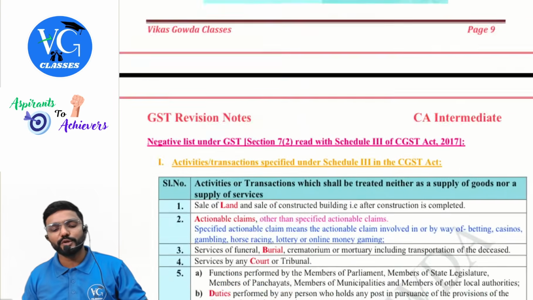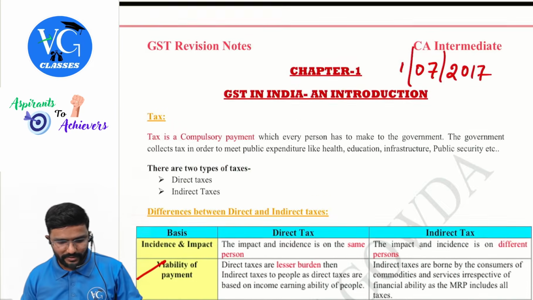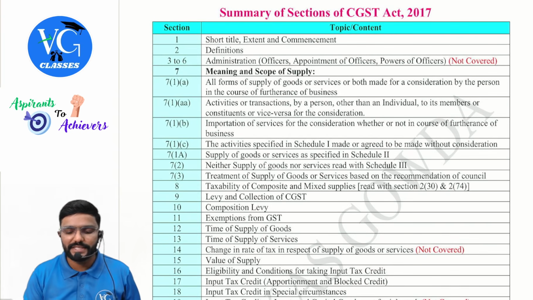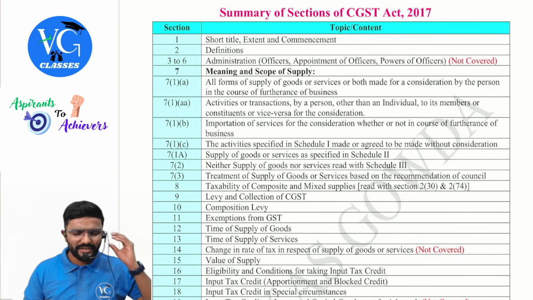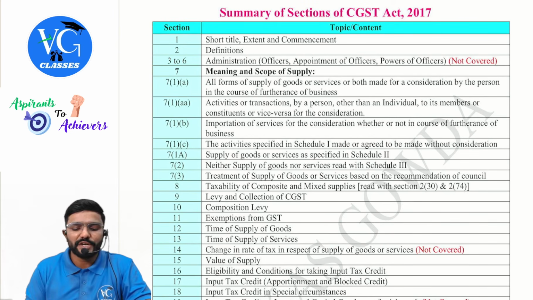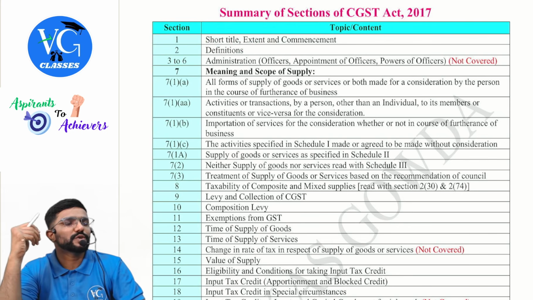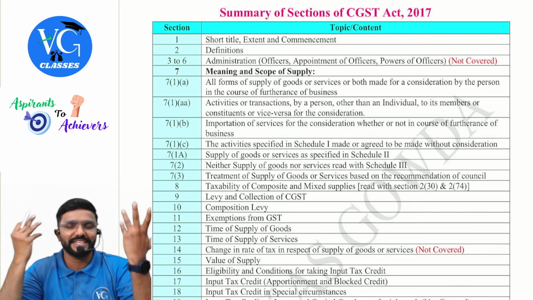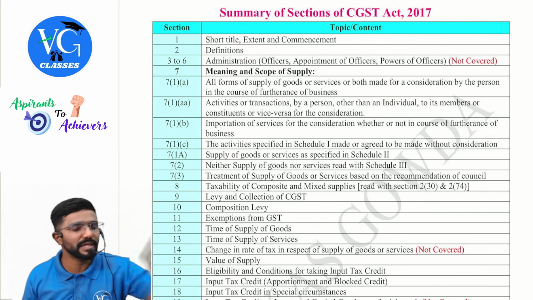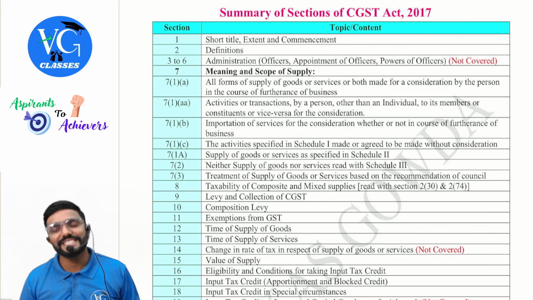So we have come to the end of chapter 2. I will just have a look at the section numbers, what all we have covered till now under CGST. Section 1, common for any act: short title, extent and commencement. What is the short title of the Central Goods and Service Tax Act? CGST. I have given the name on top itself. Extent is all over India, including Jammu and Kashmir. Commencement is 1st July 2017.